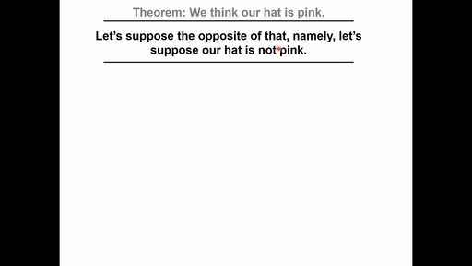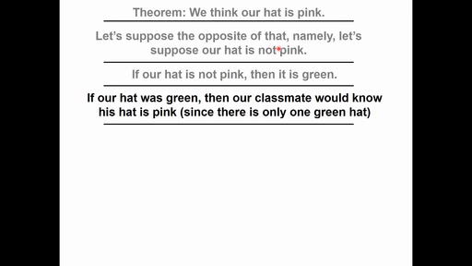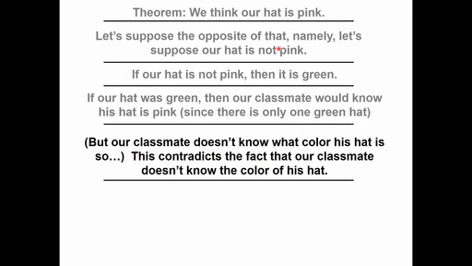Well, let's just suppose the opposite of that. So we work indirectly. Let's suppose our hat is not pink. Okay, fine. We can do that. If our hat is not pink, then it is green. If our hat was green, then our classmate would know his hat is pink, since there's only one green hat. But our classmate doesn't know what color his hat is. This contradicts the fact that our classmate doesn't know the color of his hat.